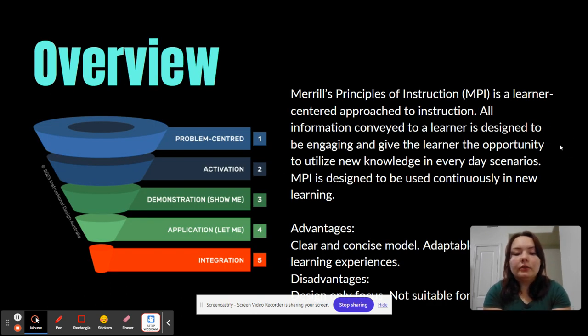To begin, Merrill's Principles of Instruction is a learner-centered approach. All information conveyed to a learner is designed to be engaging and to give the learner opportunity to utilize new knowledge in everyday scenarios.